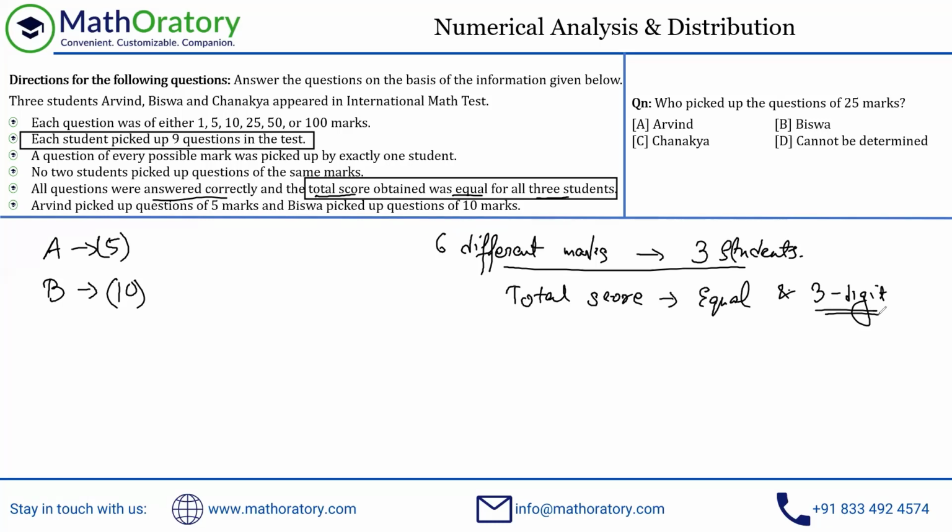So let's analyze a little bit on the numbers. We have these points here. Each question was either of 1 mark, 5 marks, and so on. Let me write these marks again here so that I have a better view of them while I'm analyzing. So these are the marks. The thing I was talking about now, since this total score is equal, this thing that I observed initially becomes a bit relevant. Since all of these are multiples of 5, only one of the persons can pick up a 1-mark question, right?